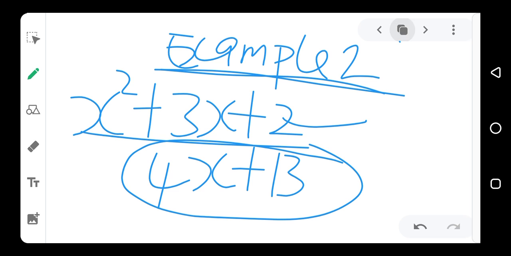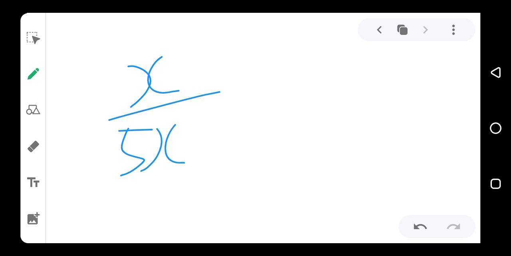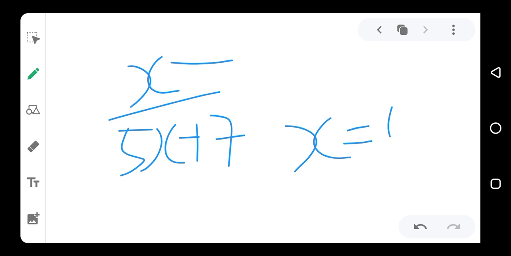So if we have x over 5x plus 7, and we are asked to make this fraction equal to 0. Now what we are going to do is that, since we should find the value of x when this fraction is equal to 0, and since this is the numerator, we just say that x is equal to 0. So this expression is equal to 0 when x is equal to 0.